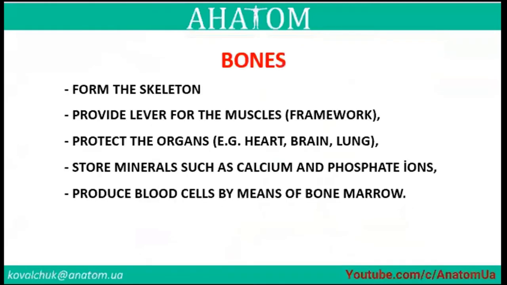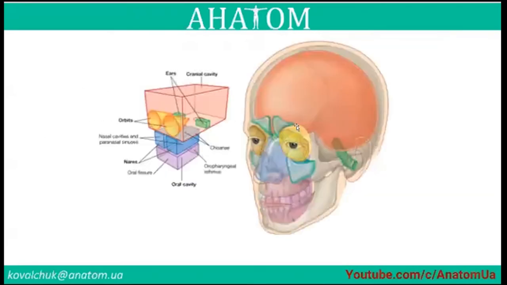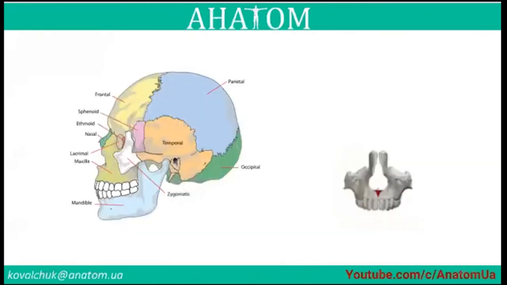So bones form the skeleton, provide a lever for the force of the muscles, protect the organs, store minerals such as calcium and phosphate ions, and produce blood cells by means of bone marrow. Some cavities and fossae in the skull or in other structures are special fossae and cavities for different organs.